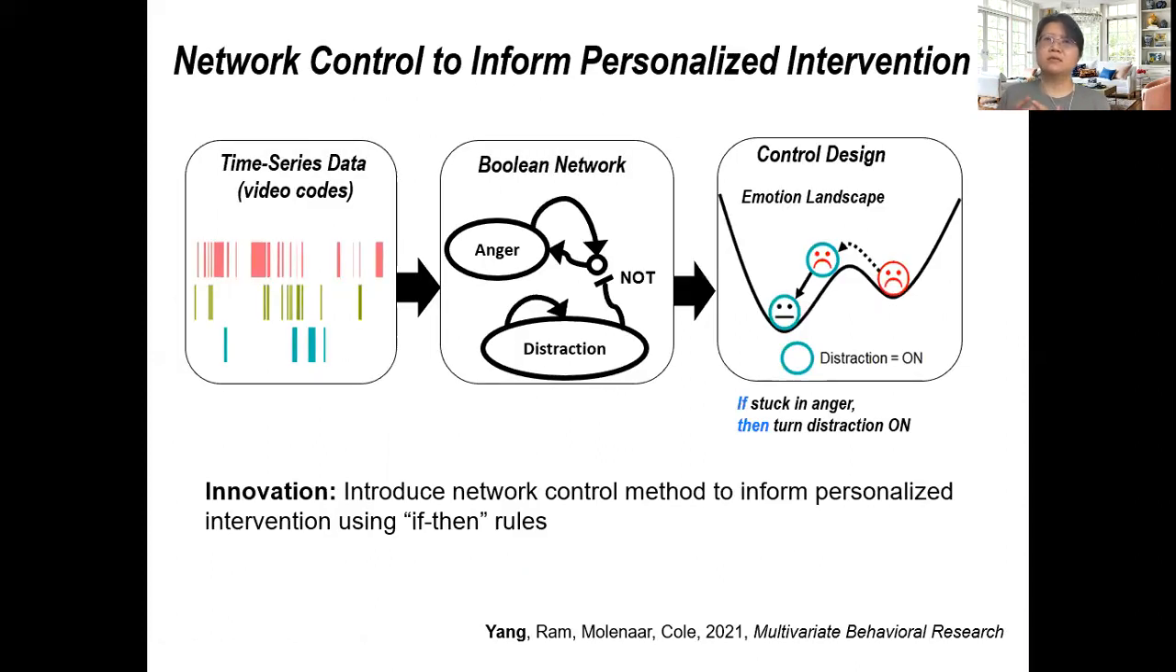So that's all of the method I want to show you. I want to reiterate the steps that we engaged with to design network control to inform personalized intervention. First, we have binary time series data. Then we estimate the Boolean networks to describe the temporal dynamics in this time series, and then design network control to provide a behavior modification strategy, or if-then rules, to inform how to intervene to improve self-regulation.